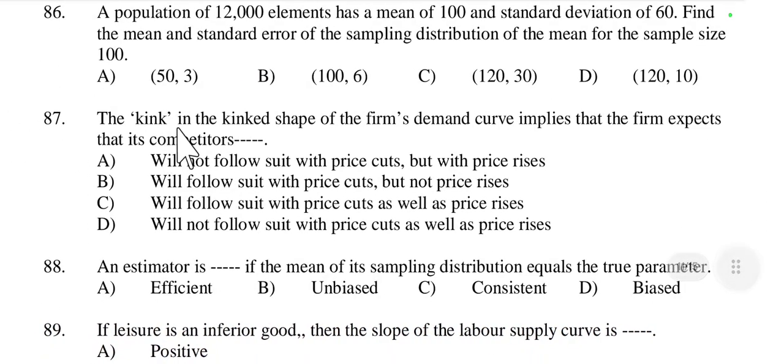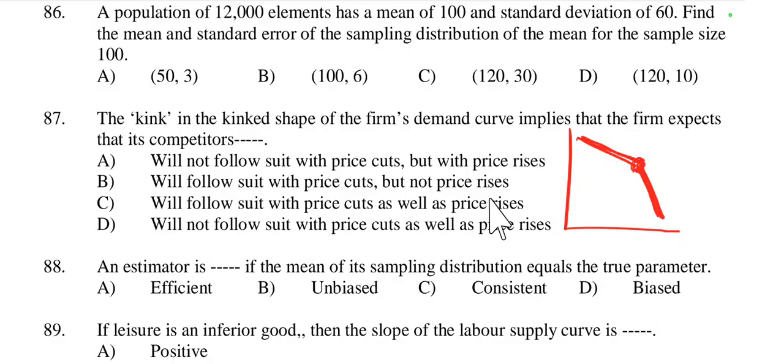Then the next question: the kink in the kinked shape of a firm's demand curve implies that the firm accepts that its competitors dash. In an oligopoly market we find a kinked demand curve, where the first part is flatter and the second part is steeper. This point is called the kink. So the kink in the demand curve implies that the firm accepts that its competitors will follow suit with a price cut but not a price rise.